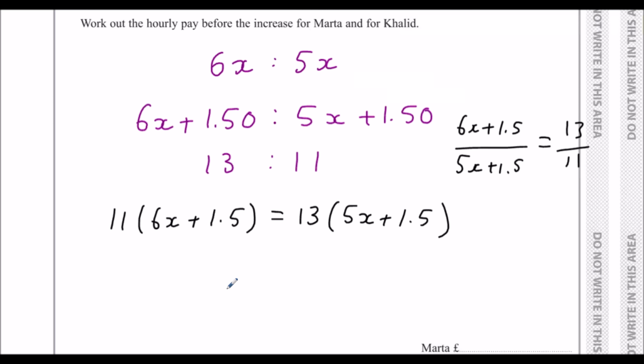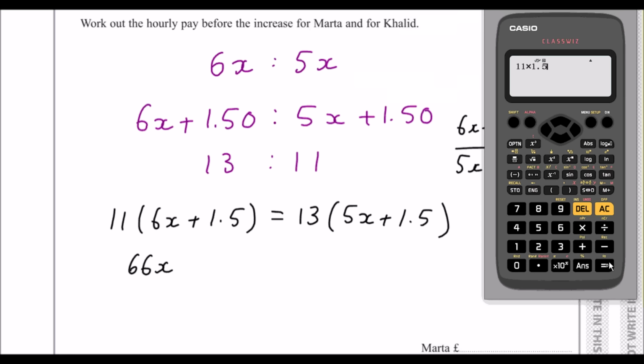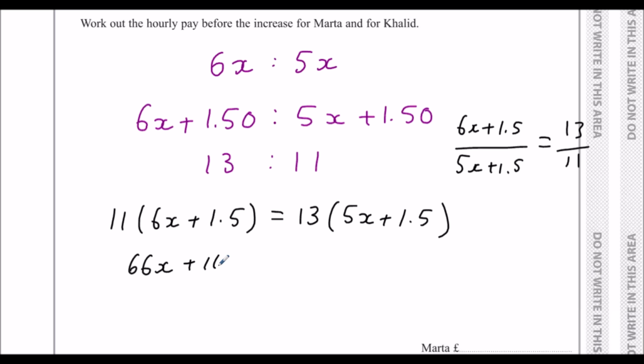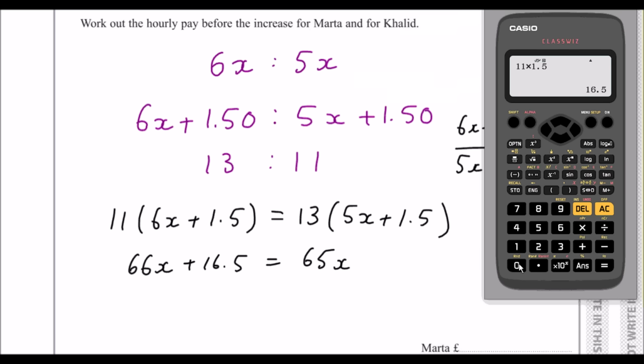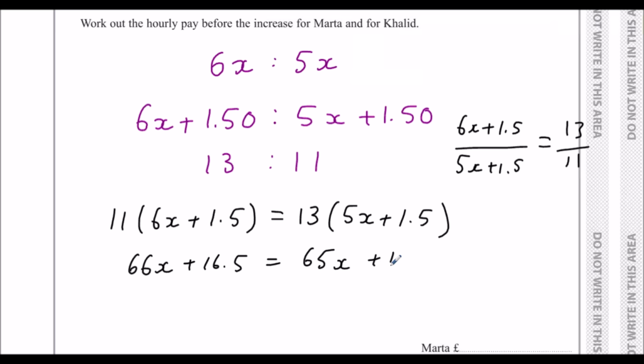So let's solve for x. So expand the brackets. 11 times 6x is 66x. 11 times 1.5 will be 16.5. 13 times 5x will be 65x. And 13 times 1.5 will be 19.5. So let's take 65x away from both sides. And that just gets us x plus 16.5 equals 19.5. And then take 16.5 away from both sides. And we get x equals 3.